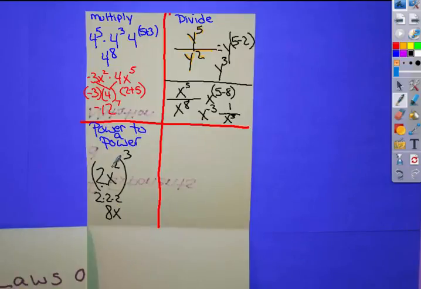Now, here, x squared, when I have a power to a power, an exponent to an exponent, I'm going to multiply. So I have 8x to the 6th power. And that is, when you're raising a power to a power, I will multiply the exponents. Notice I didn't multiply the 2 times the 3. I actually raised it to the 3rd power. But again, the exponent to the exponent, I will just simply multiply it.